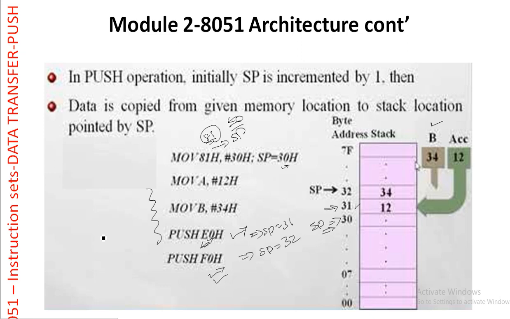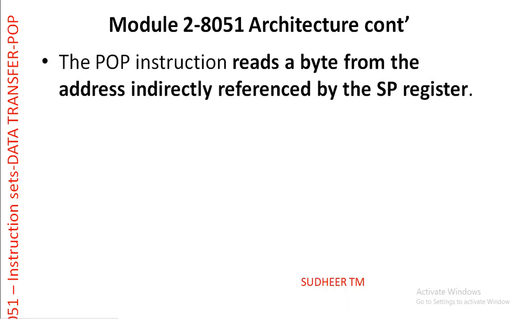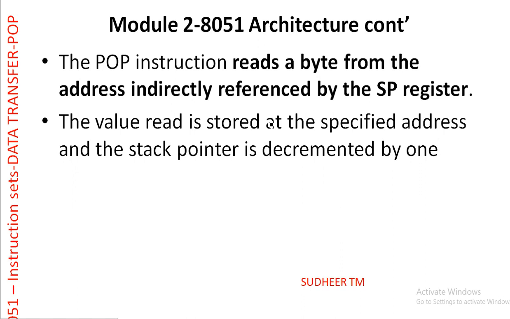The opposite instruction is POP. We'll cover this POP instruction. The POP instruction reads a byte from the address indirectly referenced by the stack pointer register. So the data in the memory location that the stack pointer register indicates is copied to another register, from the stack to the register. That is what the POP instruction is. The value read is stored at the specified address and the stack pointer is decremented by 1.